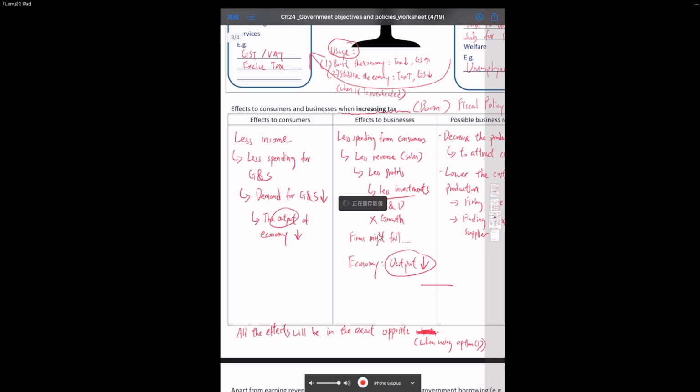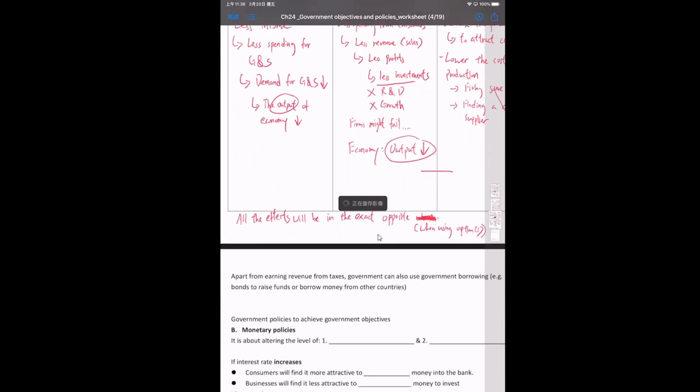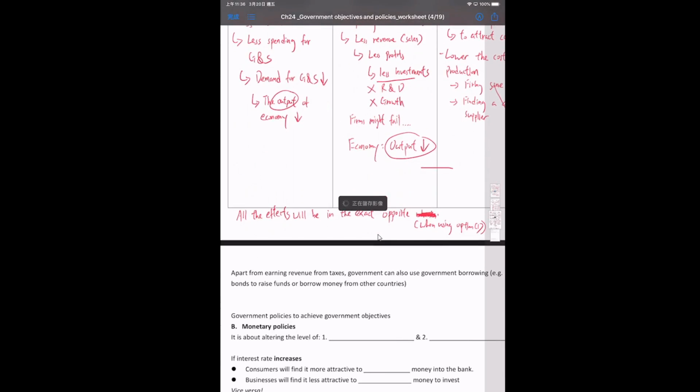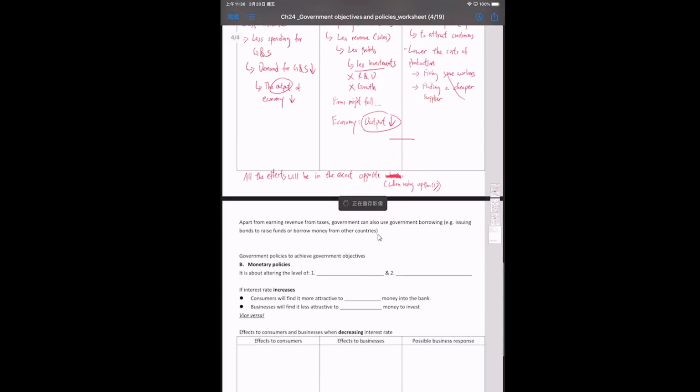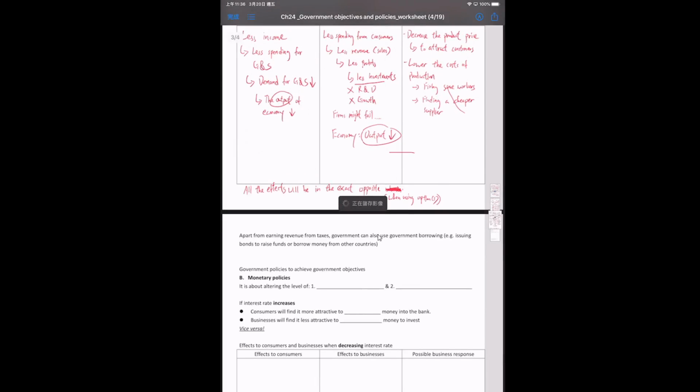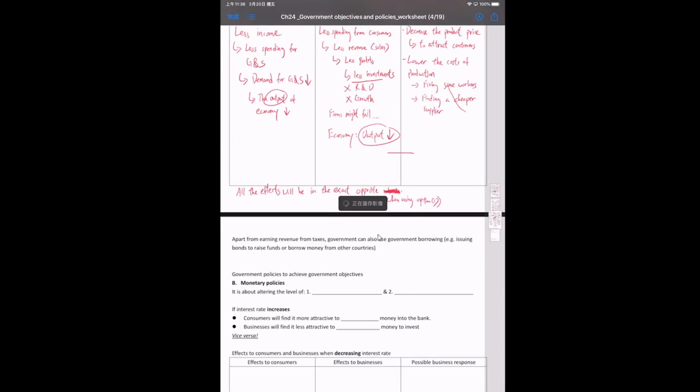So after we have learned one policy, there's another policy, and the purpose of the second policy is the same. We are trying to control the economy by using both of the policies. Take a look at this sentence before we go to the next policy. Talking about government revenue, not only by imposing taxes.